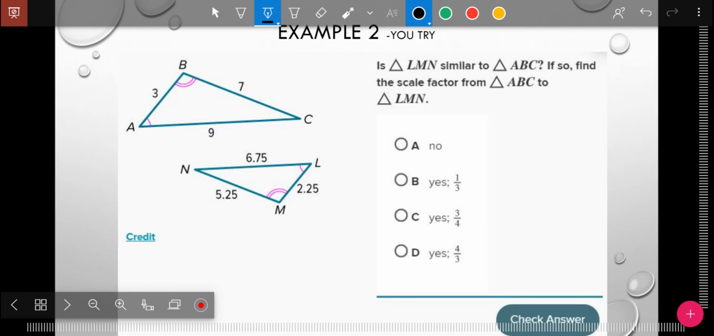And so here the angles are congruent. Two angles and two angles, third angle theorem, so the angles are fine. So now you've got to match up the sides. Right? I want to do 3 over 2.25.